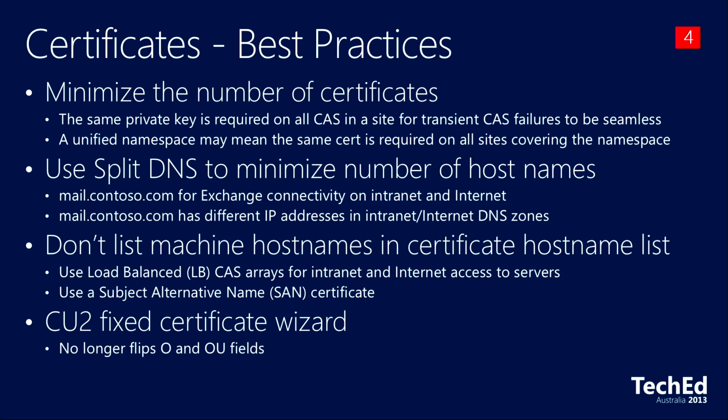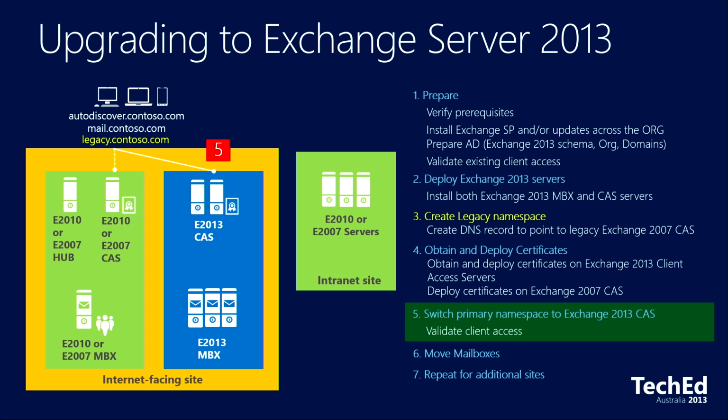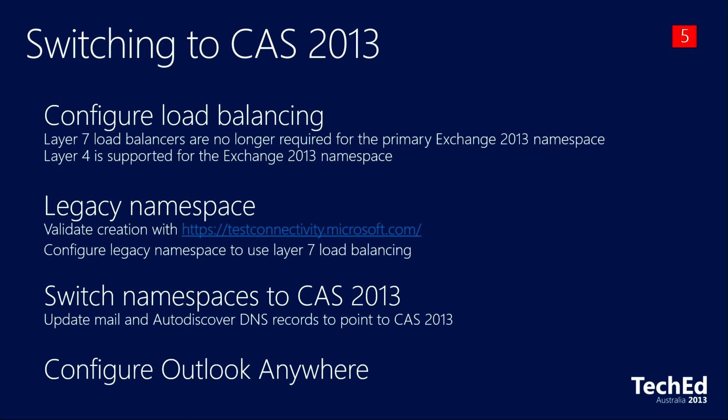One other thing I'll also point out is in CU2 there was an important fix. There was a bug in the certificate wizard where the O and the OU fields were getting flipped around, and so when you did the certificate request, they were actually backwards from the CA's perspective, and you had to go in and manually edit that and generate a new request to fix it. CU2 fixes that, so you don't have to do that anymore, and again, you're back to a very smooth and seamless certificate experience.